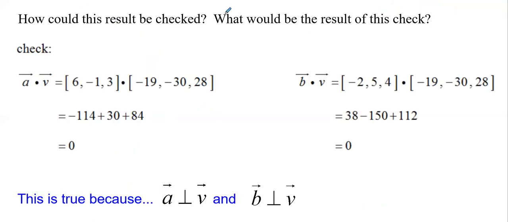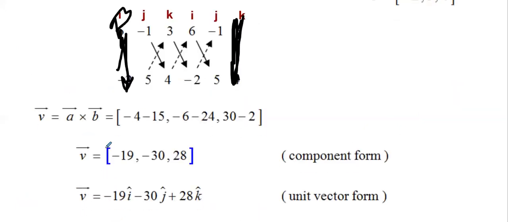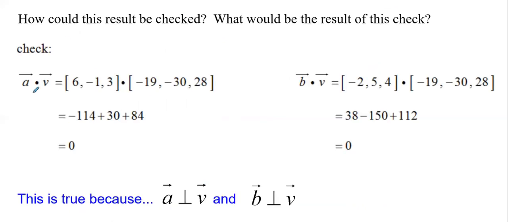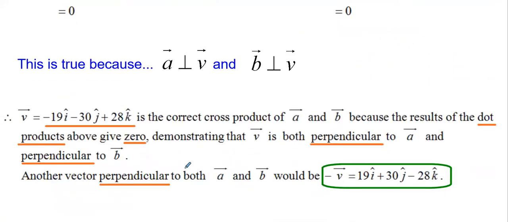Okay, so how can you check this result? Well, what this is basically saying is that this vector that you've obtained, vector v, should be perpendicular to both vector A and B. So to prove that, you can find the dot product between A and vector v as well as B and vector v, and the result should be 0, because vector v needs to be perpendicular to both A and B. And if it's perpendicular, the dot product between those two vectors should be 0. And that's true. So everything worked out nicely there, so that's an easy way of checking.